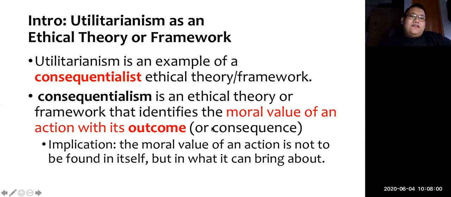Okay. So, utilitarianism is an example, as I've mentioned earlier, of a consequentialist ethical framework. It is an ethical theory that identifies the moral value of an action with its consequence or outcome. Now, what we are saying here is that the goodness or the badness of an action lies in the consequences.